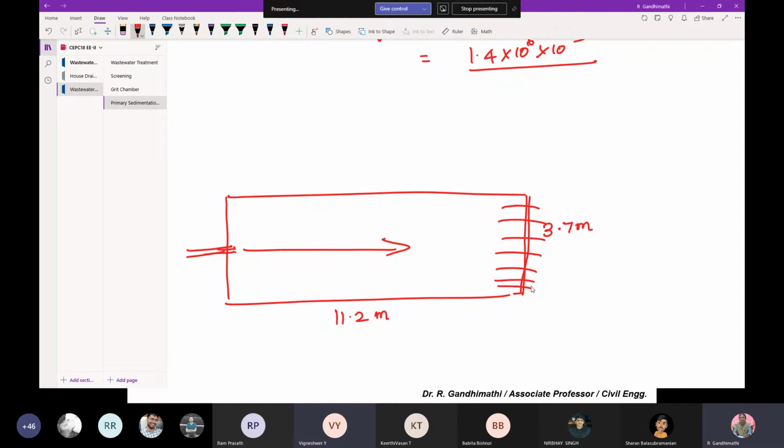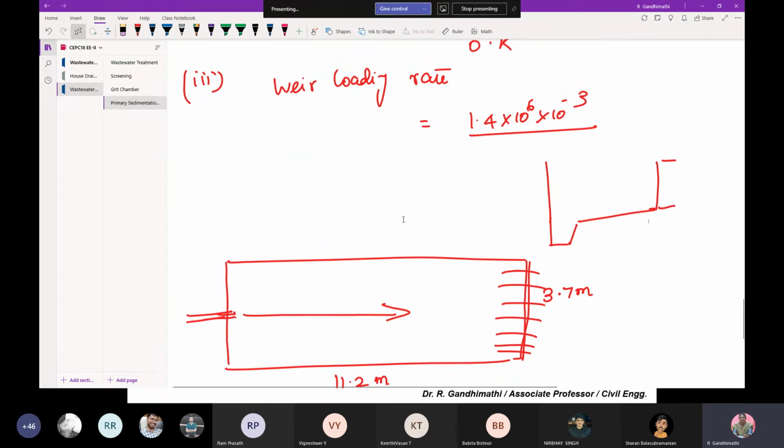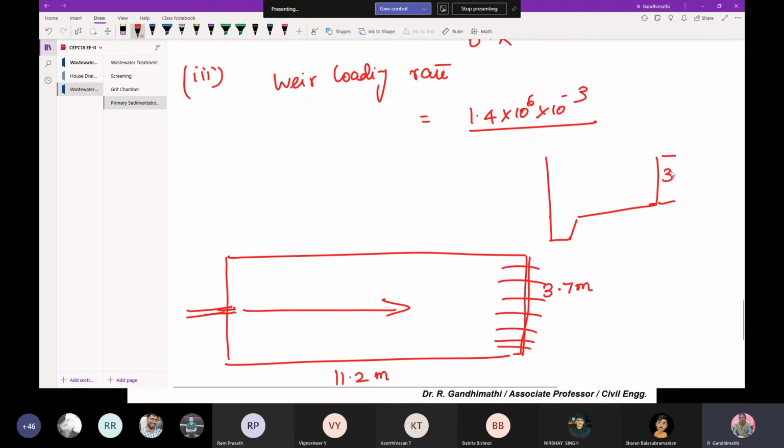Yes, ma'am. In the section, you can see this is the rectangular type tank. This is the depth of the flow. What is the depth of the flow? It is 3 meter. Flow is entering into the tank through some chamber, there is a horizontal flow movement, and then it leaves at the opposite end, okay?